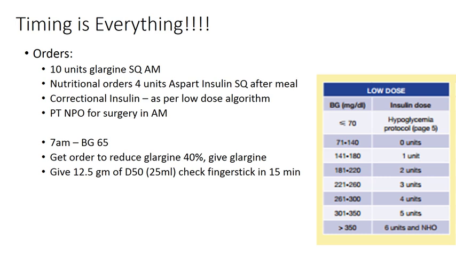So we give the D50, and then in 15 minutes their blood glucose is 275. Do you treat again? The answer is no. Okay? You really want to realize that that glargine is now on board and it's going to be circulating. Instead, since it's greater than 70, you're going to continue to check their blood glucose every 2 hours for three more intervals.